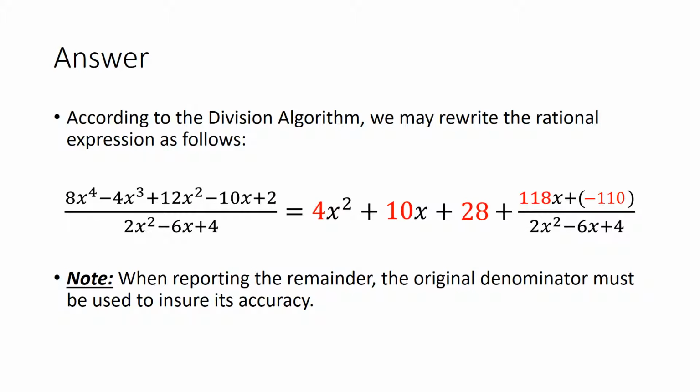So according to the division algorithm, we may rewrite the rational expression as follows. We have our original expression, 8x to the fourth minus 4x cubed plus 12x squared minus 10x plus 2 divided by 2x squared minus 6x plus 4, may be written as 4x squared plus 10x plus 28, that's the quotient, plus 118x plus negative 110, that part is the remainder, divided by 2x squared minus 6x plus 4 again. So when reporting the remainder, the original denominator must be used to ensure its accuracy. You cannot go directly from the table. And this occurs if you have to factor a number out from the denominator to make that leading coefficient equal to 1.